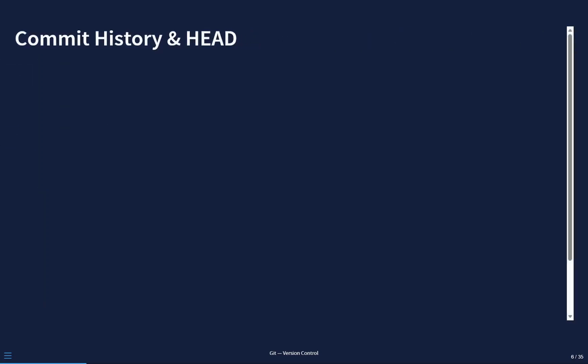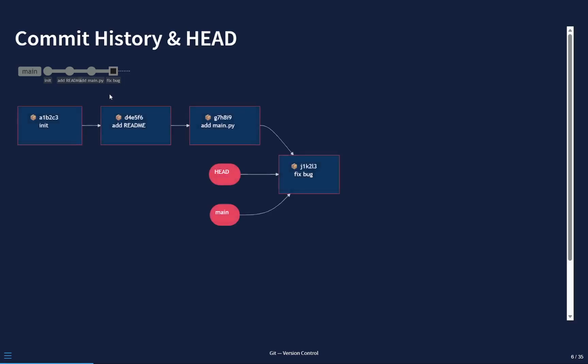Next. Now let's talk about how commits connect over time, and what HEAD means. Every commit in Git points to its parent, so your history forms a linked list of snapshots, from the very first commit to the most recent. The top diagram shows 4 commits: init, add readme, add main.py, and fix bug, arranged as a Git graph. The second diagram shows the same history as explicit objects.